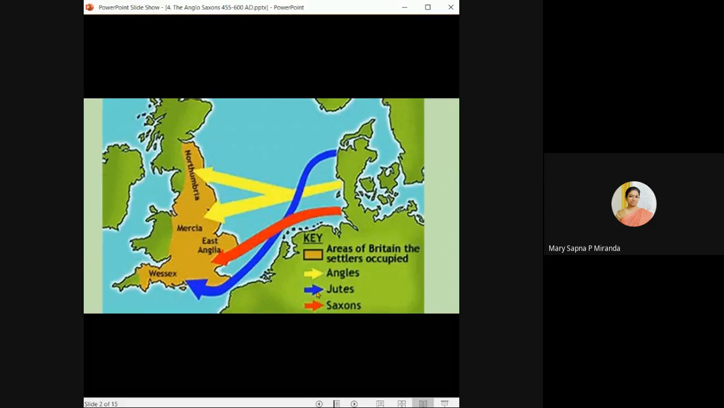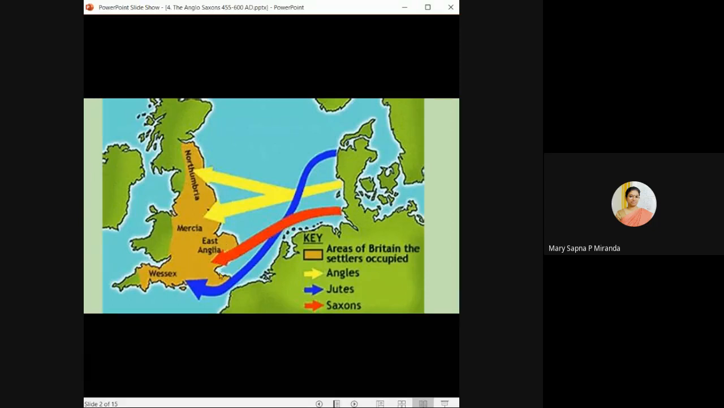You remember Hengist and Horsa? They came from this place, Jutland. This is Jutland, parts of Denmark. From here, slowly they came and settled in the southern region of Britain. Kent is somewhere here. This is the region in which the Jutes came and settled. And then you have the Angles coming from the southern region. They came and settled in these areas.